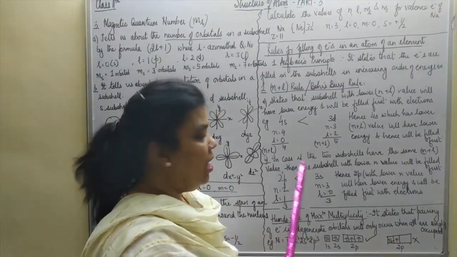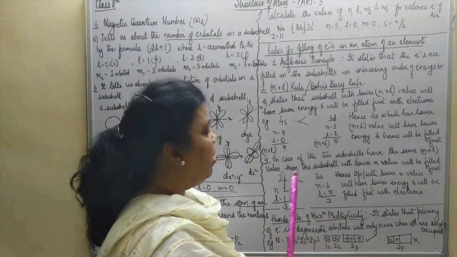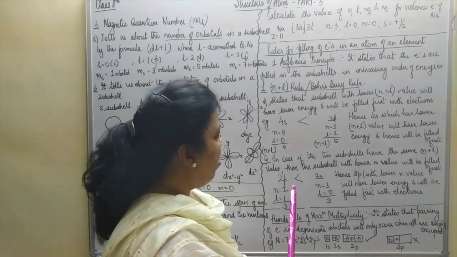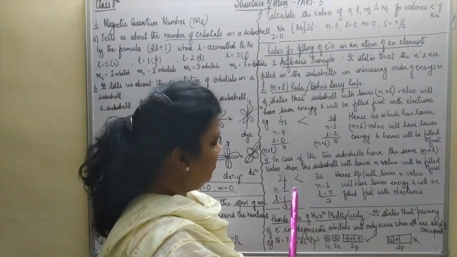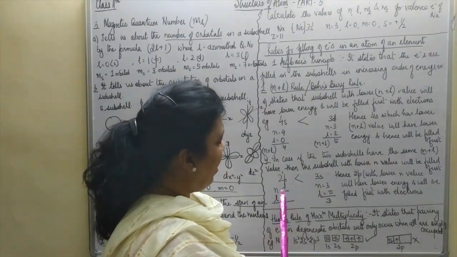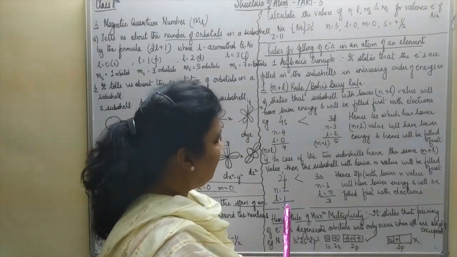Let us see another case. What if the two subshells have the same n plus l value? For example, 2p and 3s. Let's calculate their n plus l value. For 2p, n is 2, l is 1, n plus l is 3.